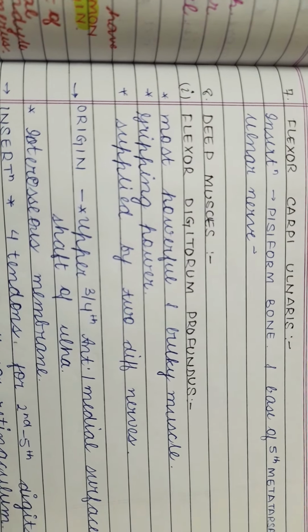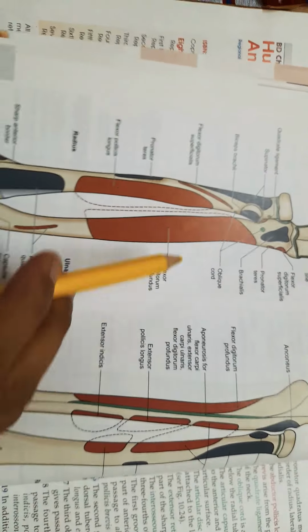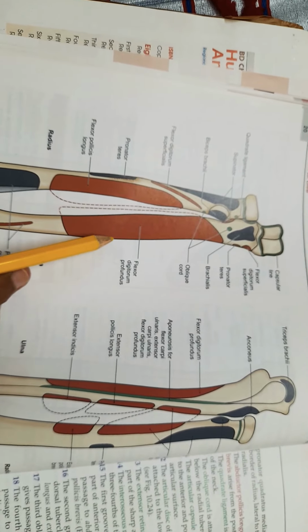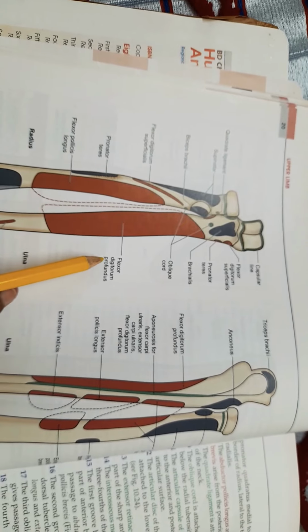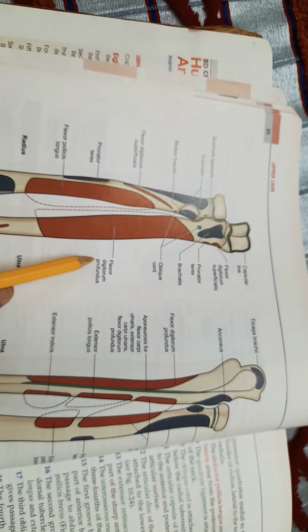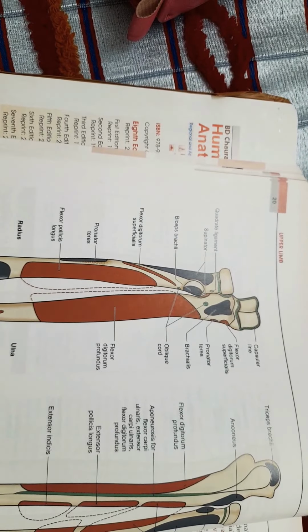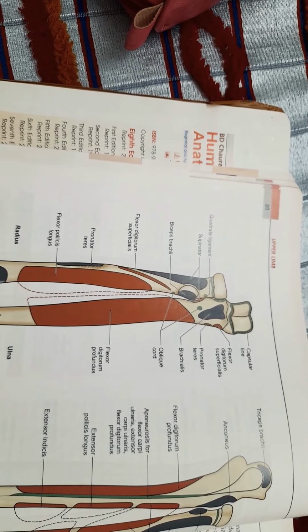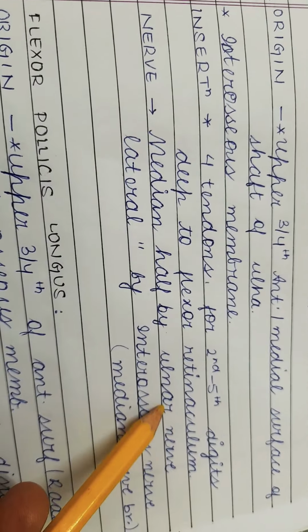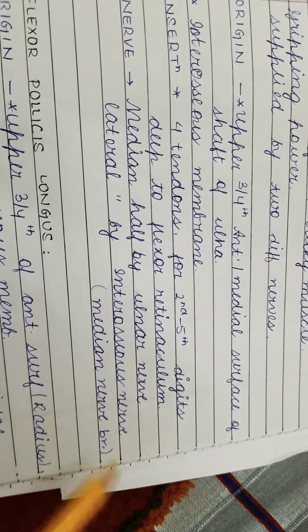Let us see about the deep muscles, the first being the Flexor Digitorum Profundus. Flexor Digitorum Profundus is the most powerful and bulky muscle which also helps in gripping and is supplied by 2 different nerves, and therefore it is also called a mixed, composite or hybrid muscle. It is supplied by medial half by ulnar nerve and lateral half by anterior interosseous nerve, which is the branch of median nerve.